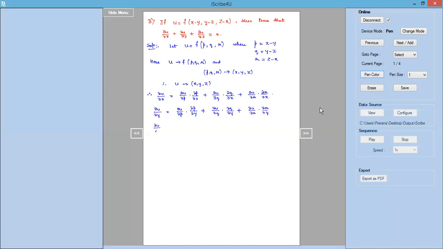And finally, ∂u/∂z will be equal to ∂u/∂p into ∂p/∂z plus ∂u/∂q into ∂q/∂z plus ∂u/∂r into ∂r/∂z. So I'll call these respectively equations 1, 2 and 3. These are our set of formulas that we need to substitute the partial derivatives into.